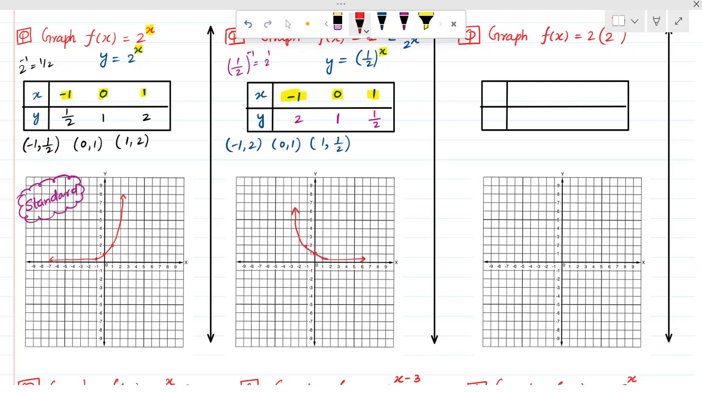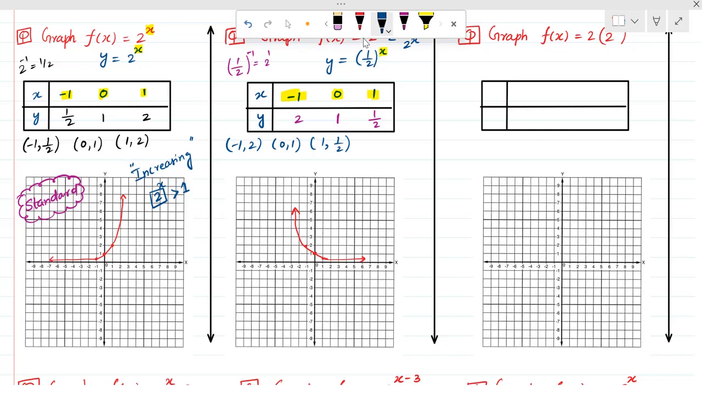So what happened here? When compared to this one and this one, it is increasing. We say it is increasing. Why is it increasing? It is going up. That's why we say it is increasing. Why? Because the value is 2 power x. The 2 is more than 1. Whenever you get a value more than 1, it is increasing.